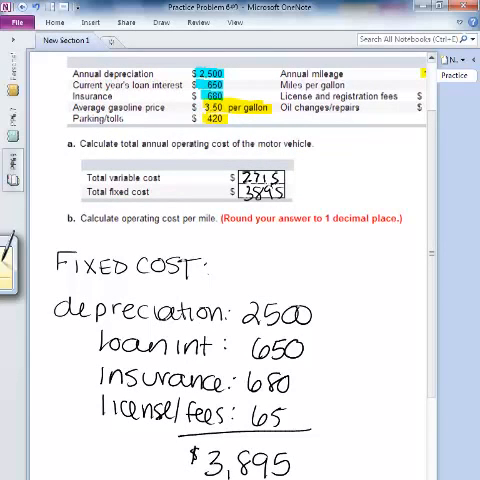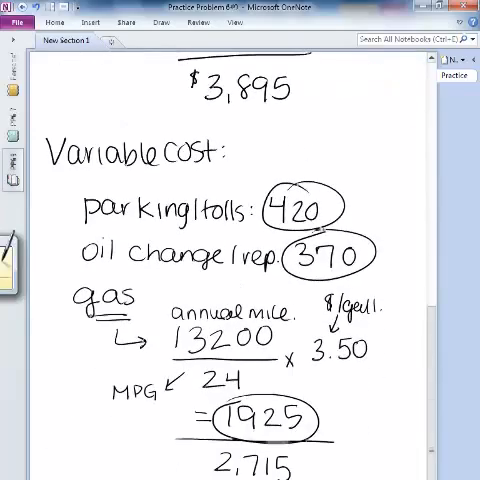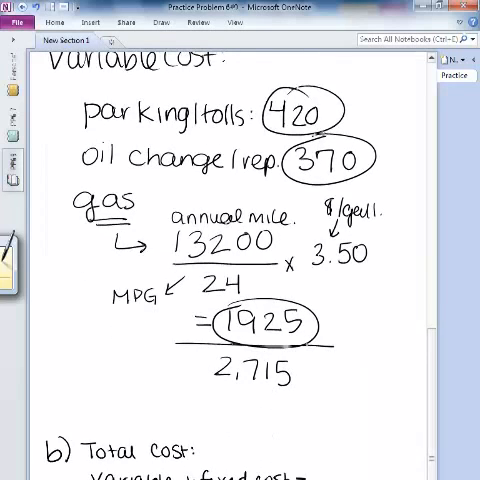So we found variable and fixed costs. Now, to get operating cost per mile, we need to find what the total cost is, and we're going to divide by mileage. So total cost is going to be variable plus fixed cost. And so that equals, our variable cost was 2,715, and our fixed cost was the 3,895. And that together is going to give us 6,610.